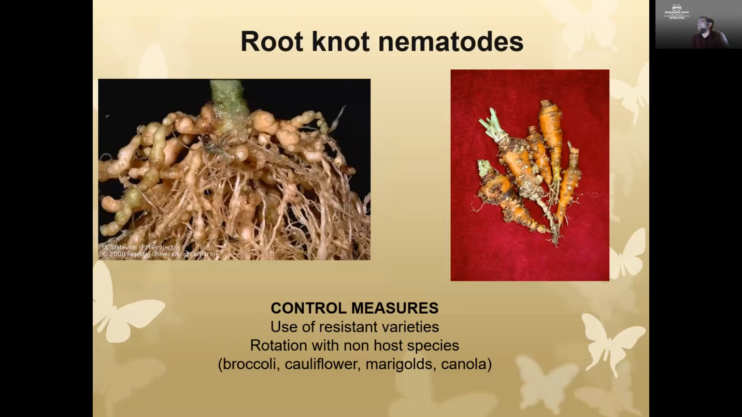So one thing that we can do for control of nematodes is use resistant varieties. Some varieties of particular vegetables are more resistant to feeding by them, more resistant to forming these knots. You can rotate out to other plants that are less affected by root knot nematode, things like broccoli and cauliflower, canola, not something that we normally grow very much of in our vegetable gardens, but another plant that's resistant.